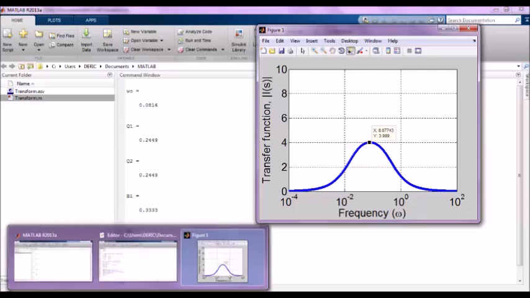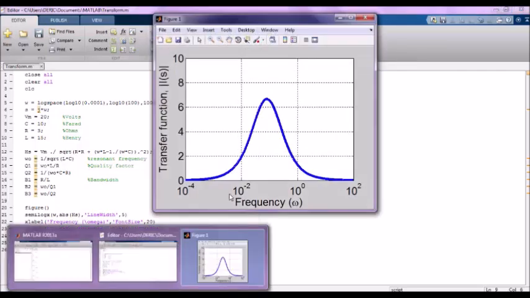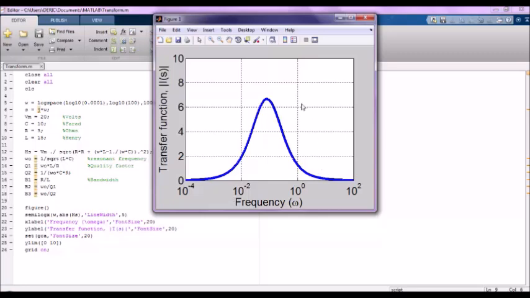After that, we change R equal to 3 to find the second quality factor, and we run the code again. From here, we notice that compared to the previous graph, this graph has a higher amplitude than the previous graph.